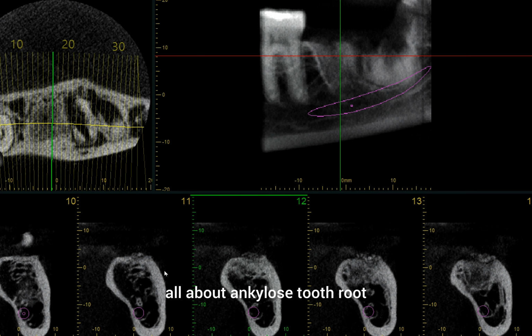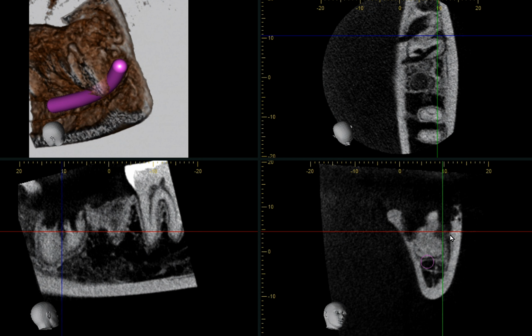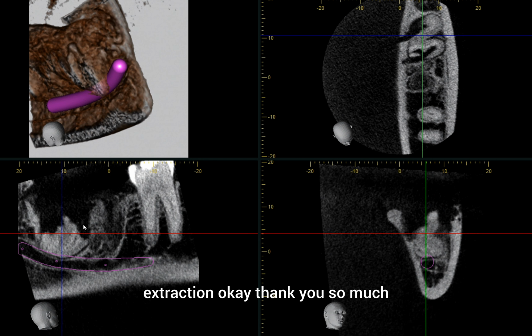Okay, so this was all about the ankylosed tooth root, which was causing pain to the patient after extraction.